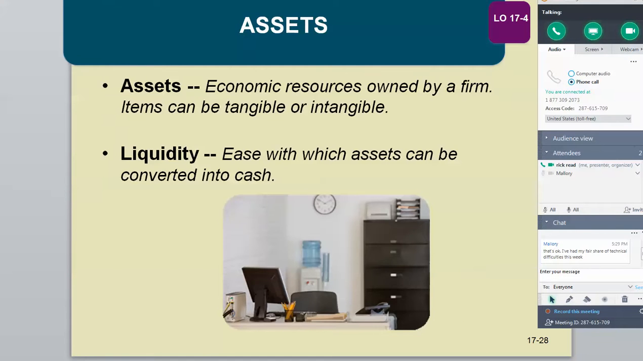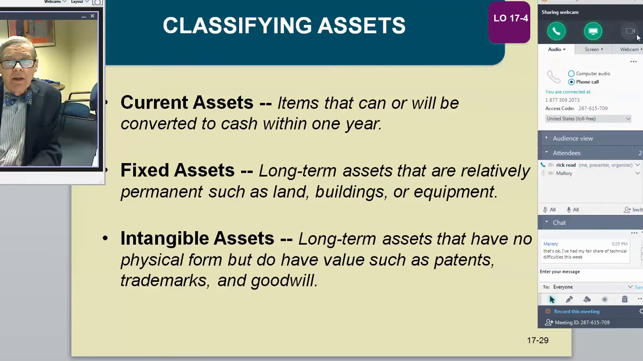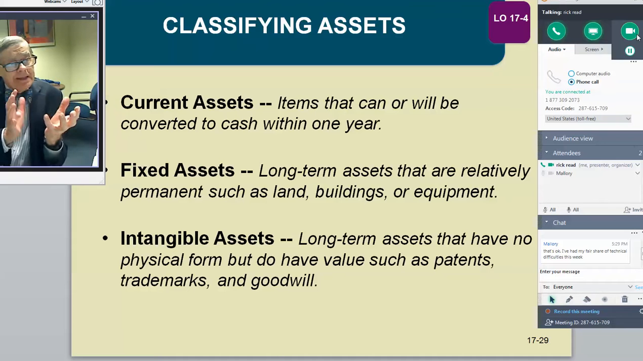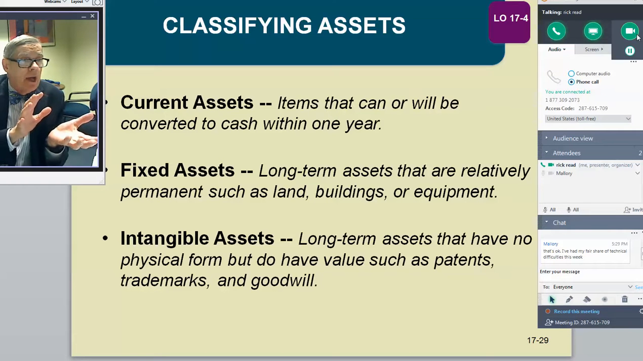Now we're going to need to classify those assets: current, fixed, and intangible. Intangible we talked about a little bit before. Notice what it says here, they're long term. So those are things that are, at least in my estimation, embedded in the firm's fabric, and have no physical form, which we talked about before. We can't pick them up or see or smell them, etc., but they have value. There are things like our patents, trademarks, etc., which we spoke about before.